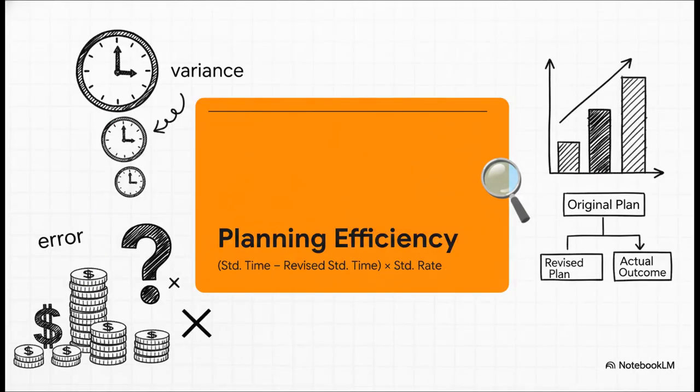And to round it out, the planning efficiency variance. This is the one that quarantines the budget error. It just compares the old plan to the new, more realistic one.